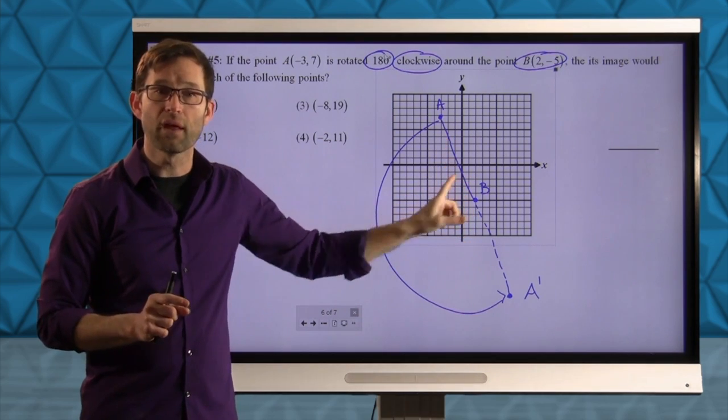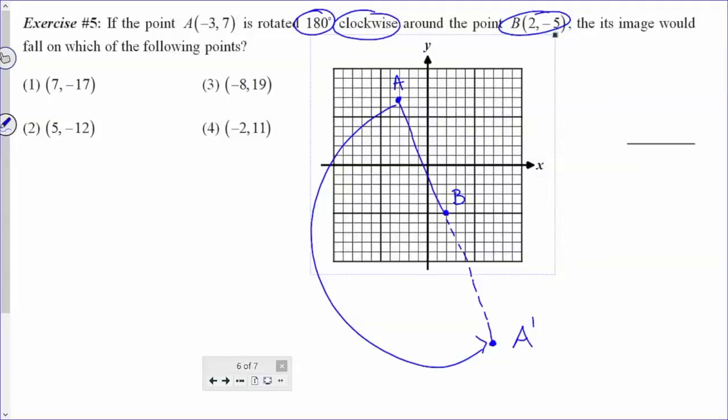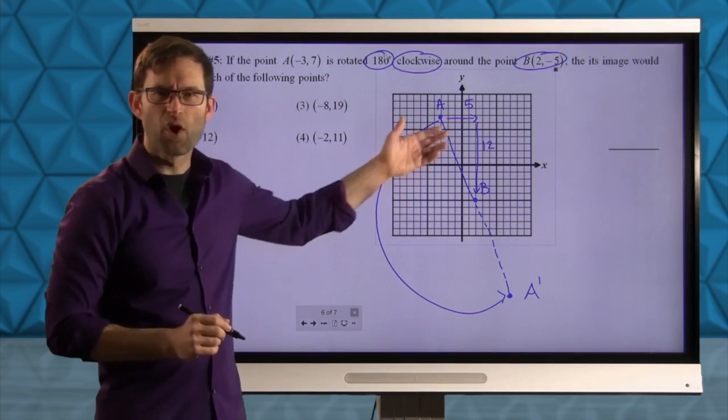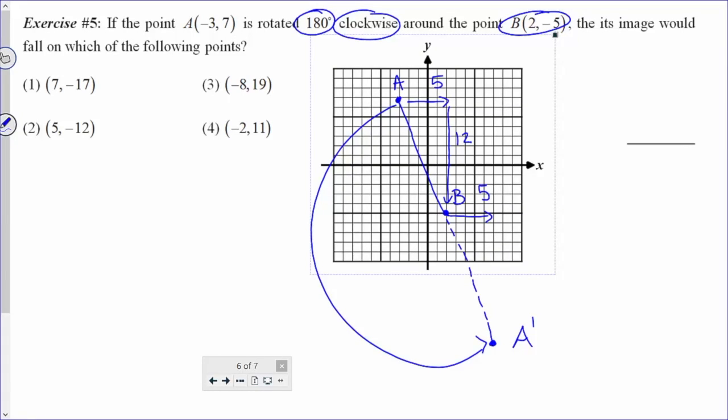But even better yet, because it's collinear, if I look at this, to go from here to here would be 5 units, and then to go down to here, it would be 12 units. Yes, it's almost a little bit of a slope calculation. Then, likewise, to get down to A prime from B, you'd have to go 5 to the right and another 12 units down.